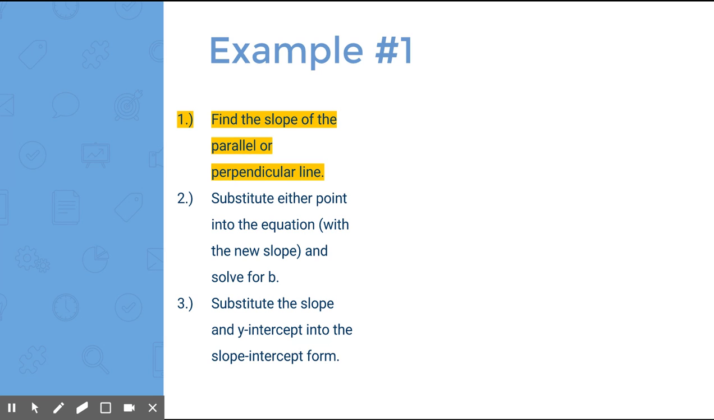Okay, so example number 1. We have got a point, and we're trying to find a parallel line that goes through the point (2, -4) but is parallel to the line y equals 3x plus 2. So our first step is to find the slope of the parallel or perpendicular line. If you remember, when you do the parallel lines, it's very simple because it's exactly the same. So what would our parallel slope be when the line is y equals 3x plus 2?